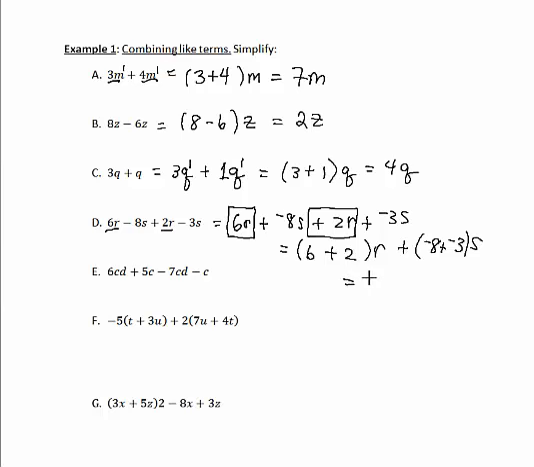We perform the addition, and we get 8r plus a negative 11s. And in the end, you could write this as 8r minus 11s. Or depending on the order that you rearrange the terms in the beginning, you can say minus 11s plus an 8r.